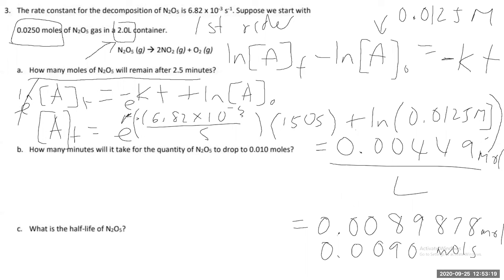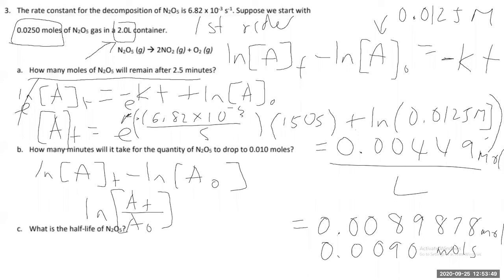All right, the next question is, how many minutes will it take for the quantity of N2O5 to drop to 0.010 moles? So how do we start off? We have our equation. Remember, ln of A of t minus ln of A0 is the same thing as ln of A over A0. That's a property of logarithms. So I'm just going to make this easier.